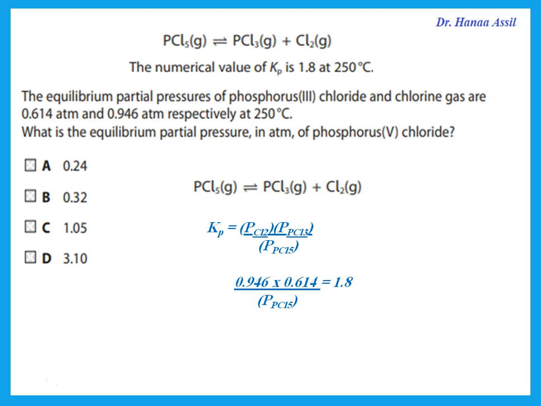Now I can use that, put in the values for the partial pressure of chlorine, which he gives 0.946. Partial pressure for PCl3 is 0.614 over the partial pressure of what we're trying to get, and just straight mathematics will give 0.32.